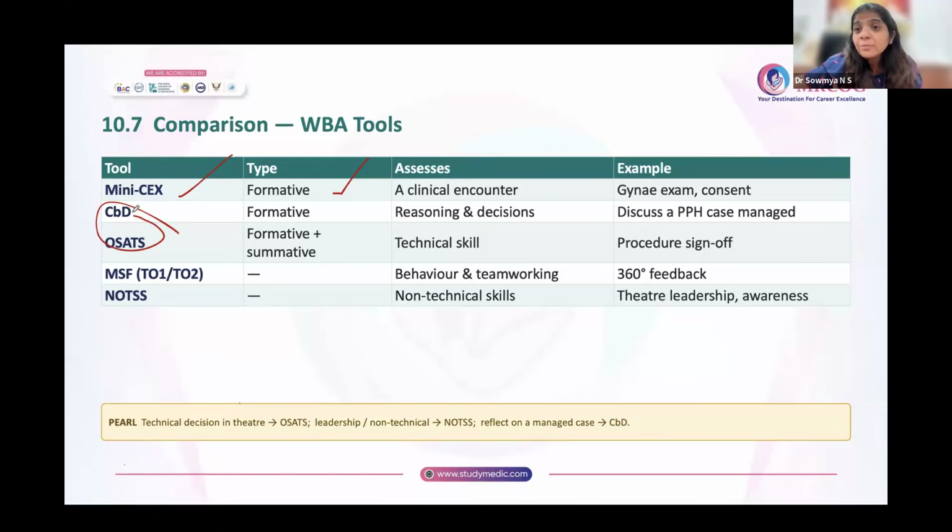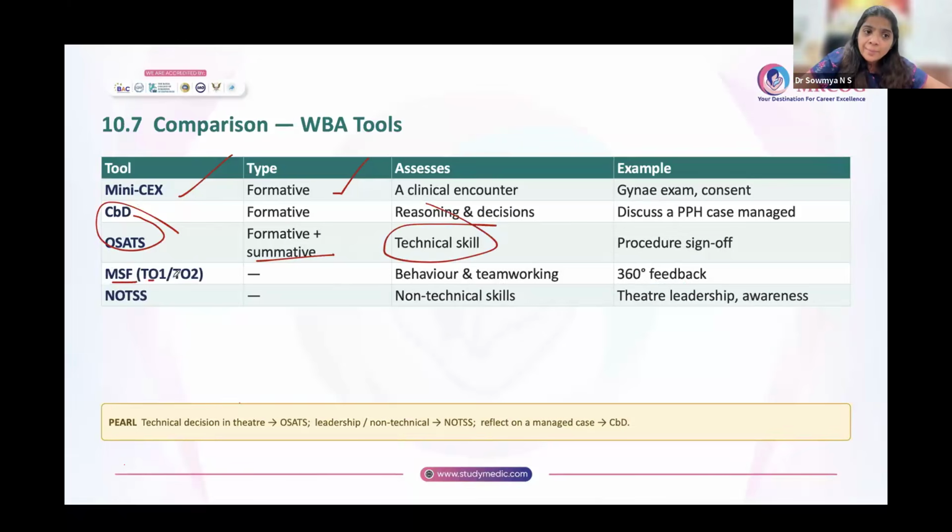Objective structured assessment of technical skills, which is OSATS. It could be formative, it could be summative. Like when you are doing knot tying, or let's say an episiotomy. OSATS formative is when you are doing it and your senior tells you, no, you have to take the knot this way, you have to do that, you have to do this. But when you go for a summative assessment, they only watch how you do it. They give you the competency based on how you perform. It is purely for technical skills.